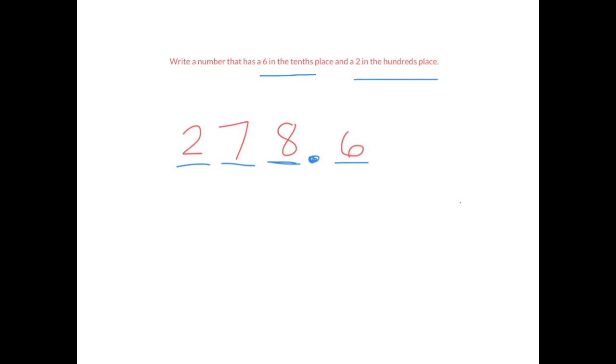Let's try one more riddle. Here's my final riddle. It says, write a number that has a 7 in the millions place and a 3 in the 10s place. Again, if you're feeling stuck with this, it's okay to use the place value chart to help you. I'm going to go ahead and put my decimal point down. Now I notice that I need a 7 in the millions place, 3 in the 10s place.